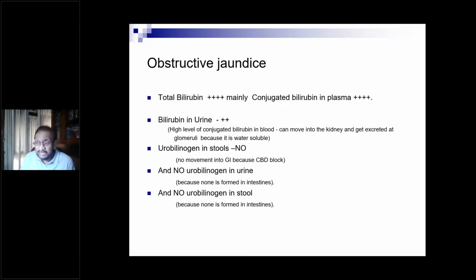Now none of it is coming into the intestine. Why? Because the CBD is blocked, either partially or totally. So if nothing is coming into the GI, no urobilinogen is being formed. Why? Because only when it comes into the GI does urobilinogen get formed. So the stool doesn't have any urobilinogen, the urine does not have any urobilinogen, for the simple reason that no urobilinogen is being formed. Very clear. Number one, conjugated bilirubin rises. Urobilinogen is not in the urine, it's not in the stool, and bilirubin rises in the urine. Very simple. And that is how you make the difference.